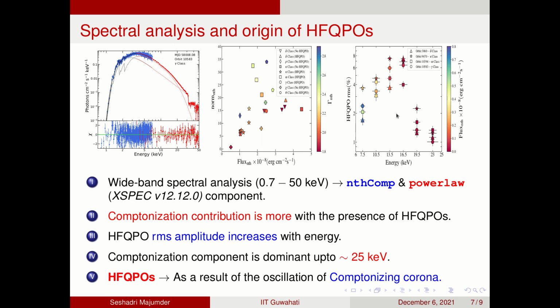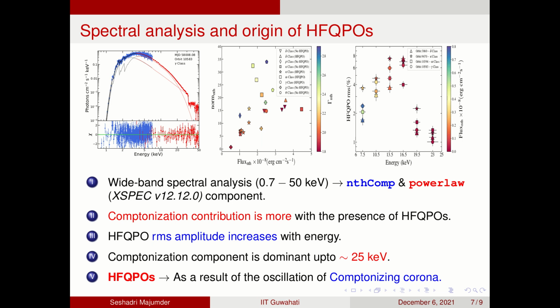So these are two results. Now we have a few observations for which we have the QPO feature and for which we don't have the QPO feature. So we have compared the spectral properties of these two kinds, and we find that whenever the QPO is present, the comptonization contribution is more. That means the norm of the nthcomp is more, as well as the flux of nthcomp lies on the higher side. So which generally indicates that whenever the QPO is present, the comptonization component dominates in the 6 to 25 keV energy band.